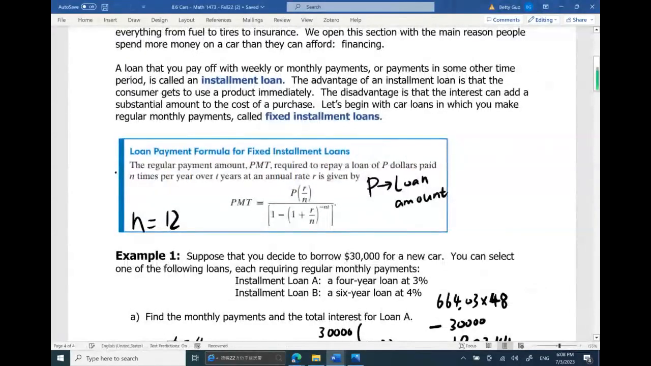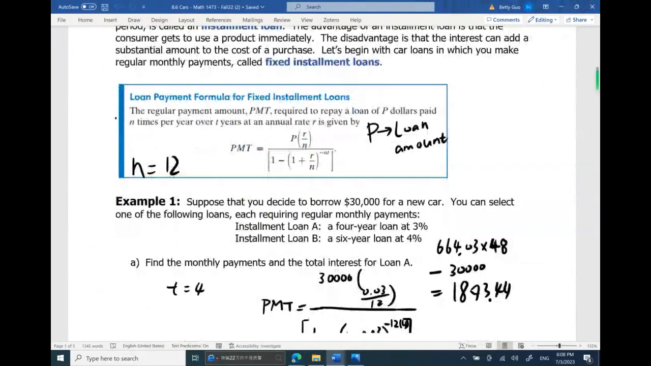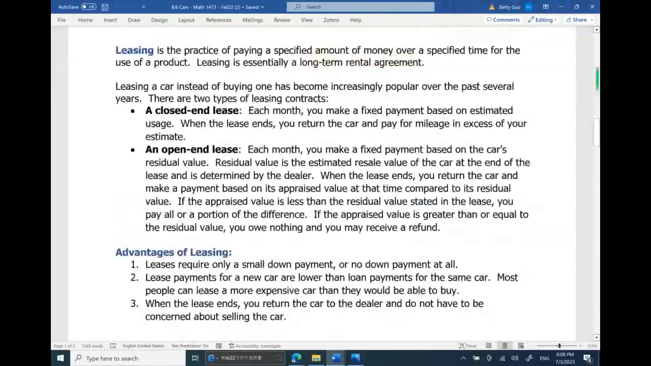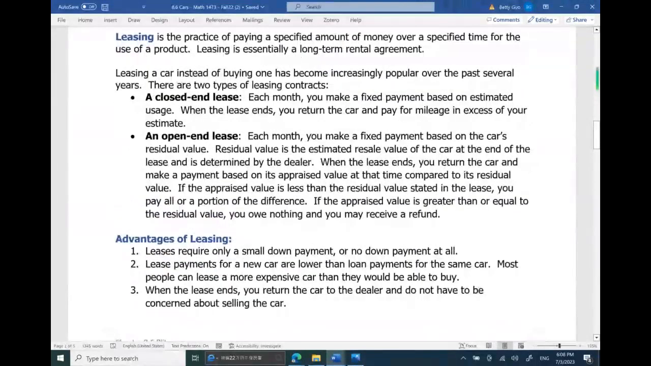Leasing a car is an option. In our guided notes, we have the comparison between leasing a car and buying a car. The two types of leasing contracts, closed-end and open-end. What is closed-end? Each month you make a fixed payment based on estimated usage. When the lease ends, you return the car and pay for the mileage in excess of your estimate. That's closed-end.